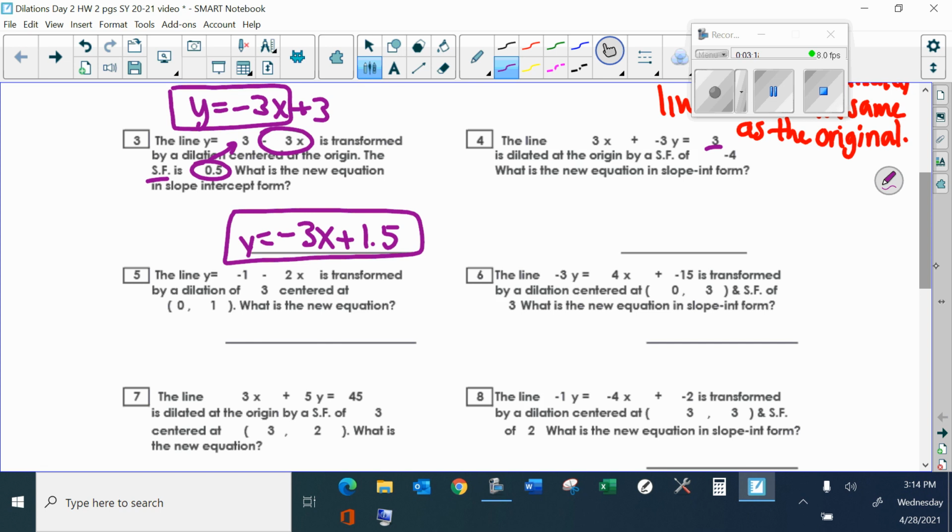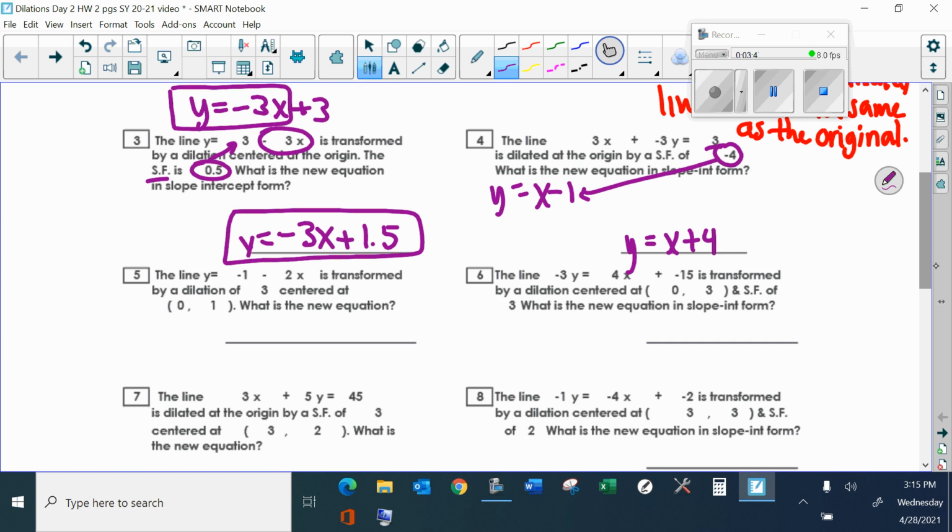All right, number 4 is also dilated at the origin. Okay, so I go ahead and solve for y. I get y equals x minus 1. And it says scale factor of negative 4. So I take that negative 4, multiply it by that, and I get y equals x plus 4.